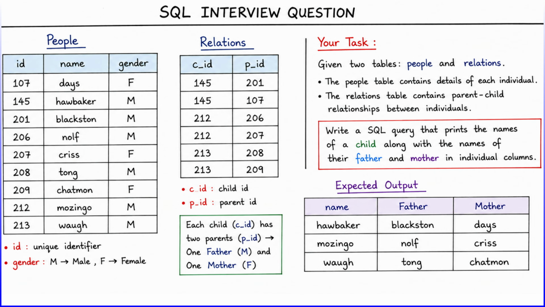Before we start with the queries, we need to understand how the relationship works. If you notice in the data here, for the child ID 145 in the relationship table, we have two rows, 201 and 107. And 201 is Baxton, a male. So for the child 145, Baxton is the father and the mother is 107, that is Days. That's the reason in the expected output you would get the child, Habeco, and the father is Baxton and the mother is Days. So this is how we need to get the results. Our goal here is to generate exactly this kind of output for every child.